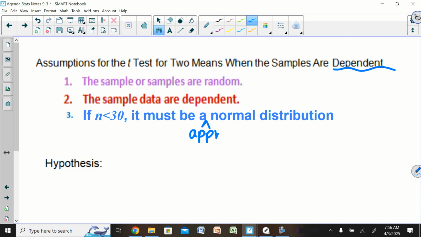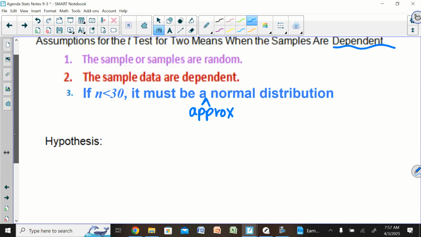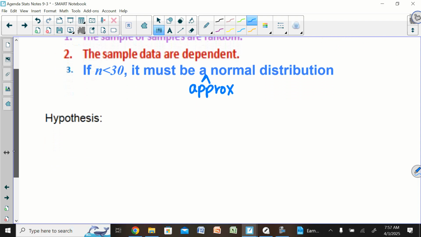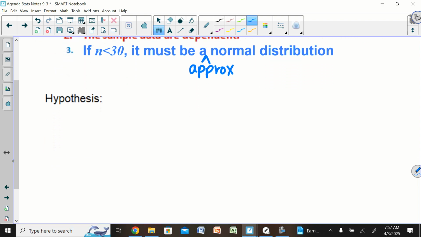Of course, I've said it a million times, in a perfect world it would be normal, but it's got potential to be. Before we go through finding all the stuff, I wanted to mention that our hypotheses will be slightly different. So far in chapter 9, testing the differences for 2 means, we've been having mu1 equals mu2. Well, now we're talking about the differences. Is there a change or a difference between these 2 sets of data?